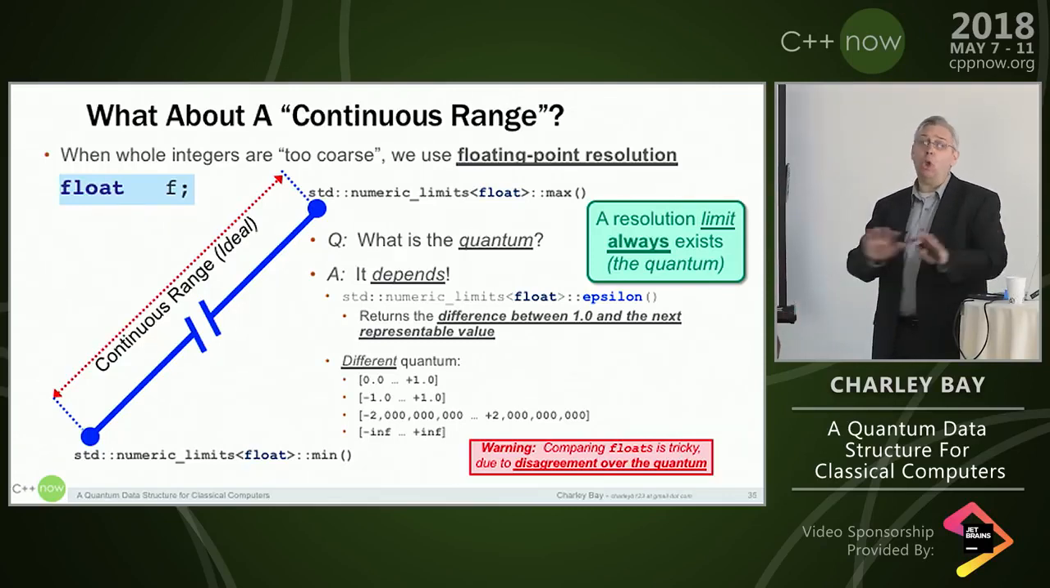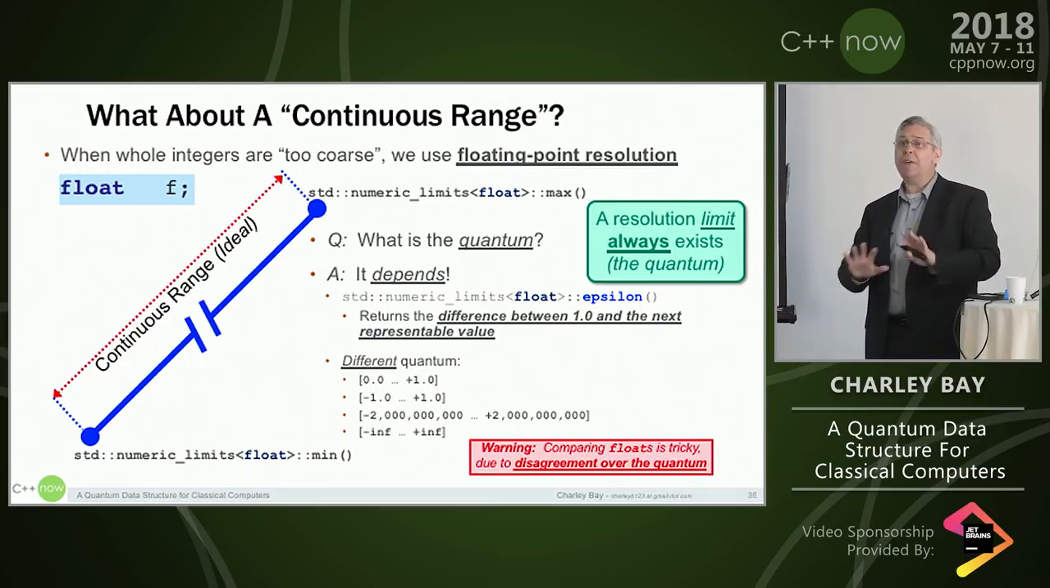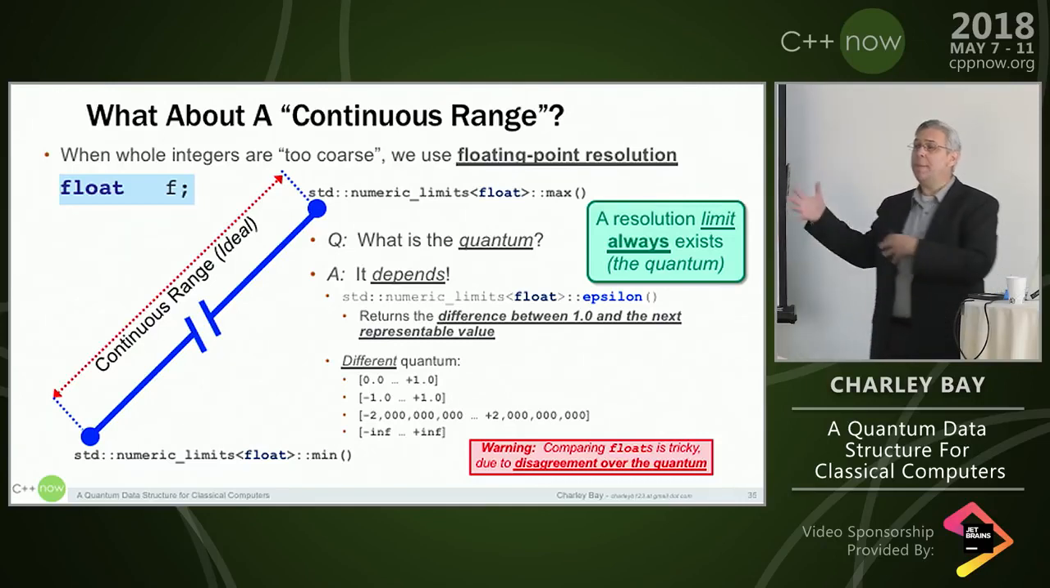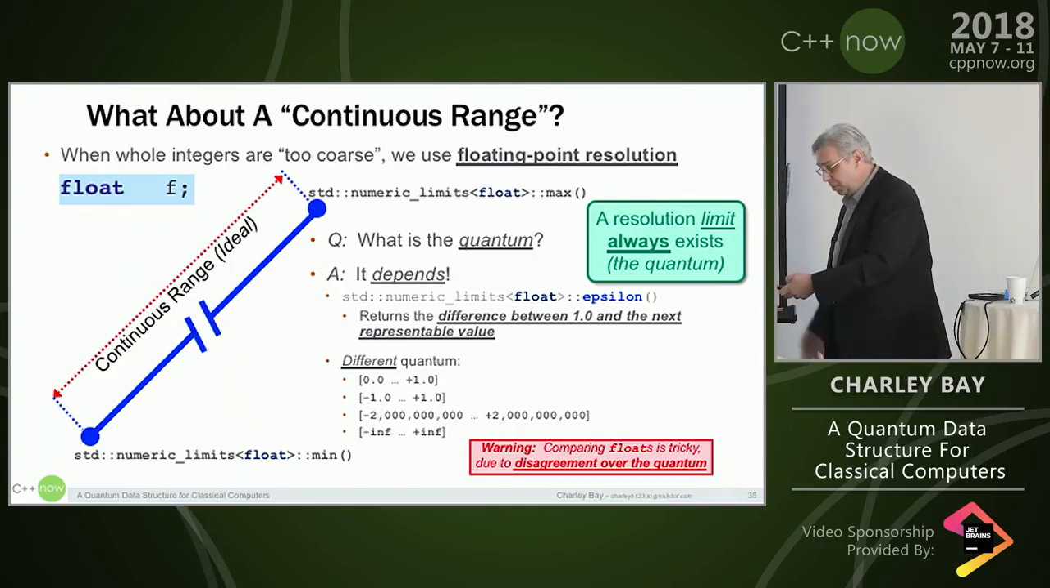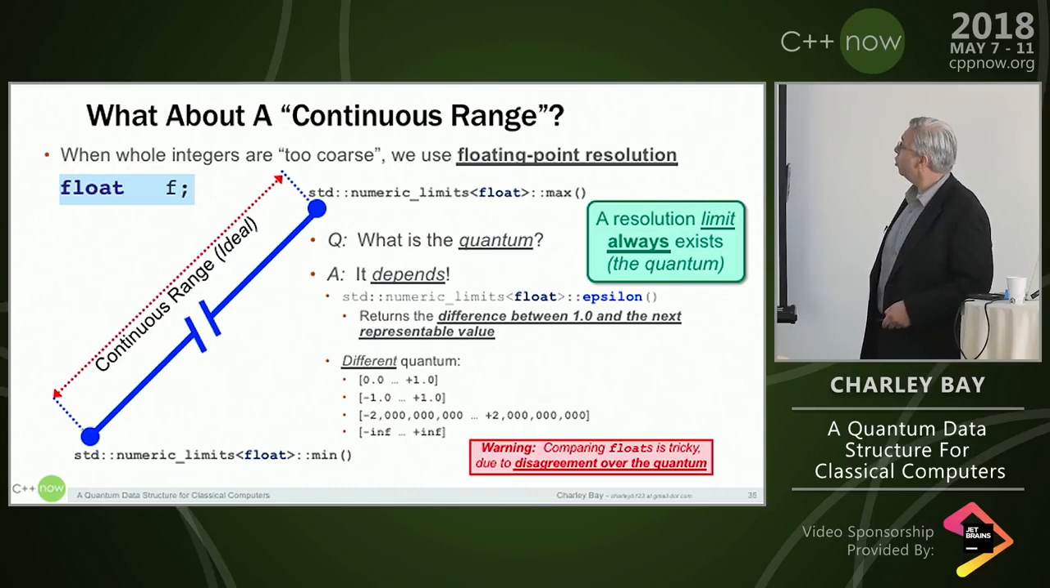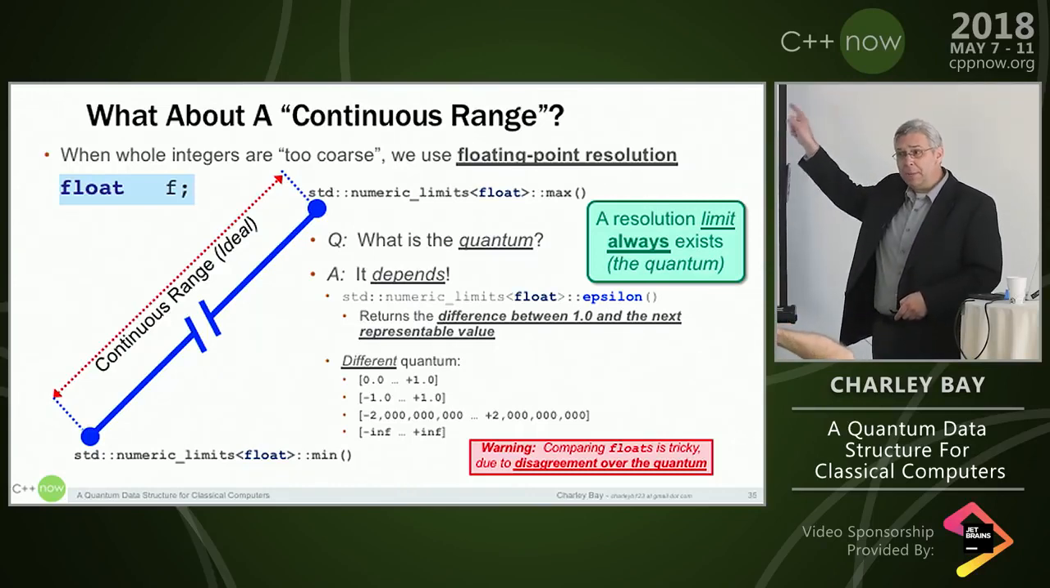Your quantum is all over the place. We don't have any shared agreement on what it means. So you have to apply rules to fix that, and then we do. But ultimately, this resolution limit always exists.